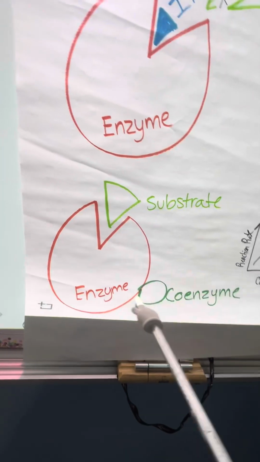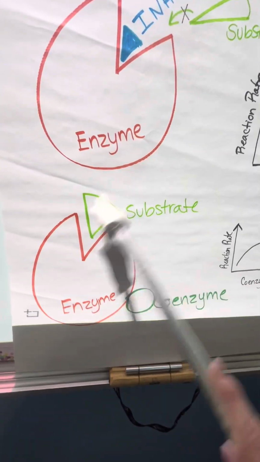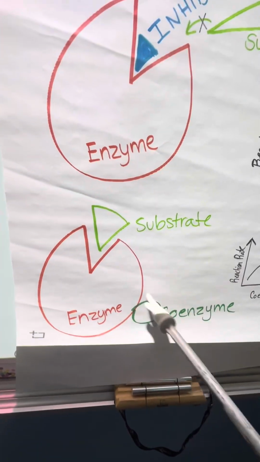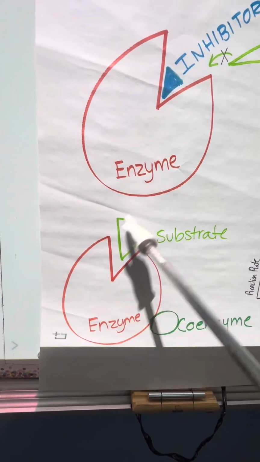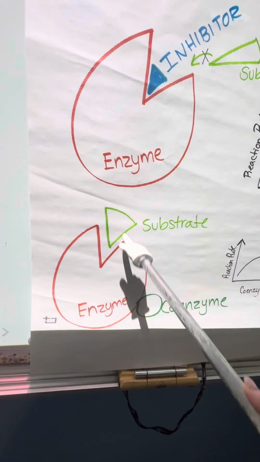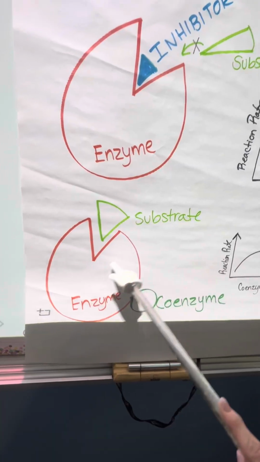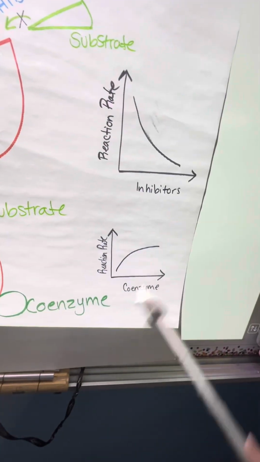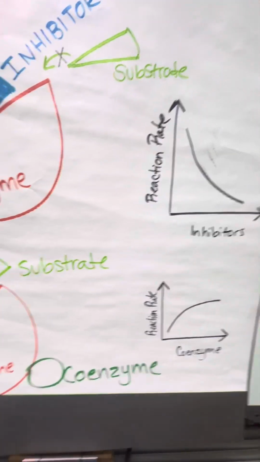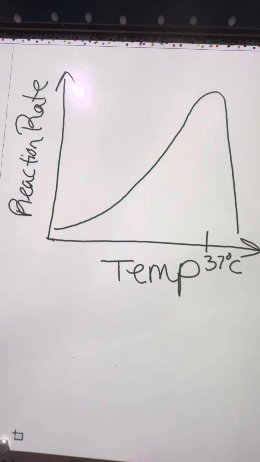You could also have a coenzyme. Coenzymes all work in different ways, so it was really difficult to make a basic drawing of this, but basically a coenzyme is just going to help the substrate attach to the enzyme. So they can act in different ways, but it's going to speed up how the substrate and the enzyme bind. So over time, it will increase the rate of the reaction.